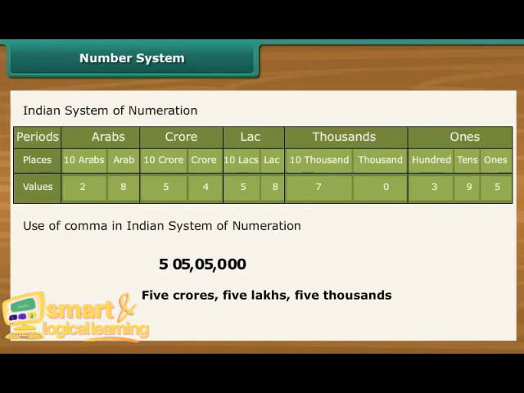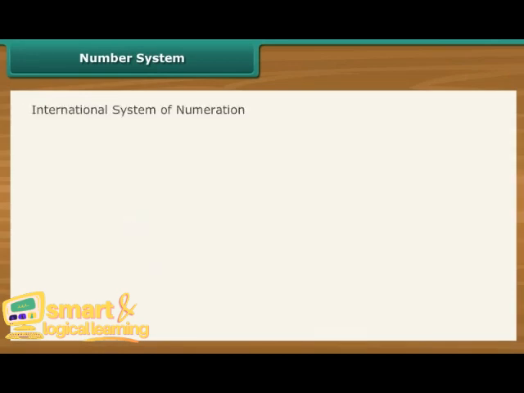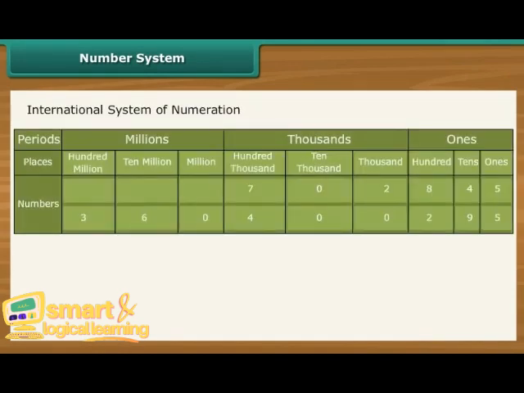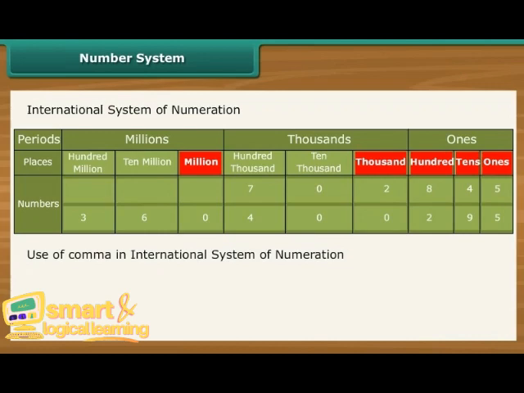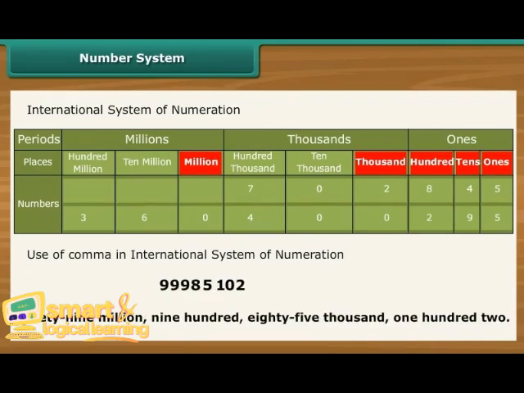The third comma comes after another 2 digits, 7 digits from the right. It comes after 10 lakh. In the international system of numeration, as it is being used, we have ones, tens, hundreds, thousands, and then millions. 1 million is 1,000 thousands. Commas are used to mark thousands and millions. It comes after every 3 digits from the right. The first comma marks thousands and the next comma marks millions.